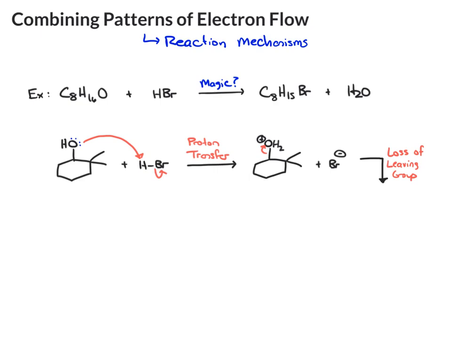And when that leaving group leaves, we end up with the carbocation plus water. Now that you have the carbocation, anytime you see a carbocation intermediate, you want to immediately think about the possibility of rearrangement. In this case, we have a secondary carbocation, but if you do a methyl shift, that secondary cation can become a tertiary cation. So this is the carbocation rearrangement.